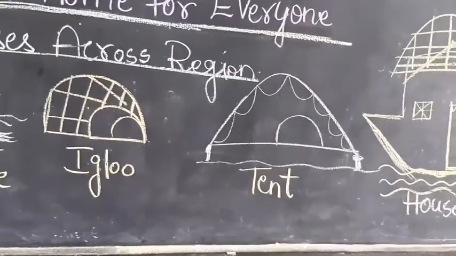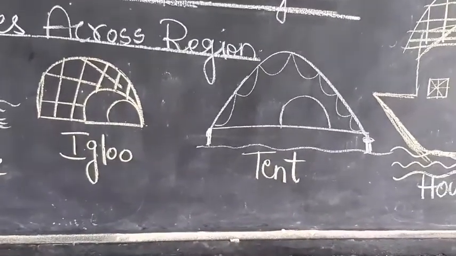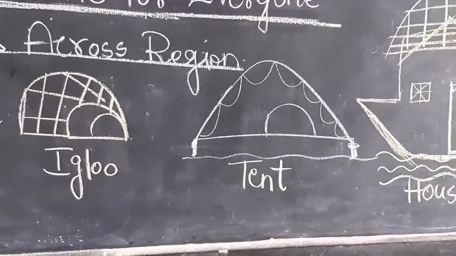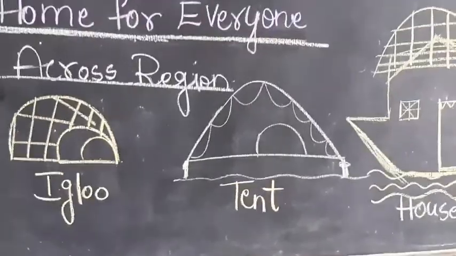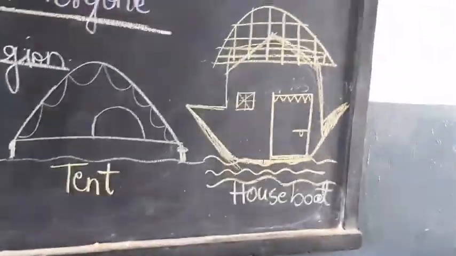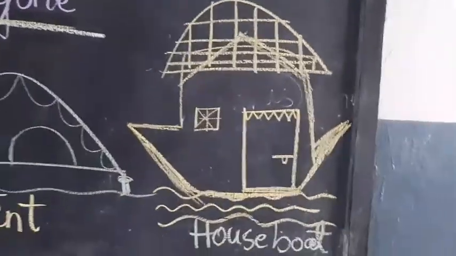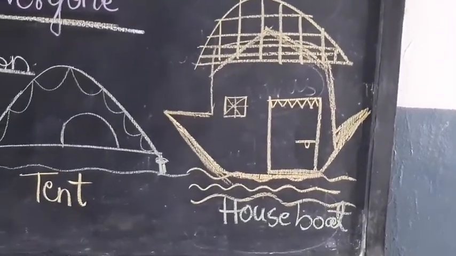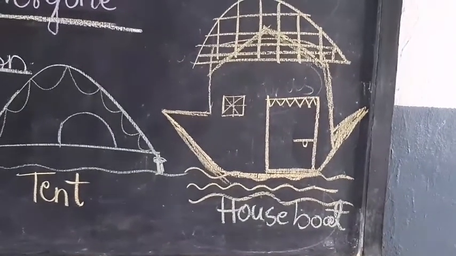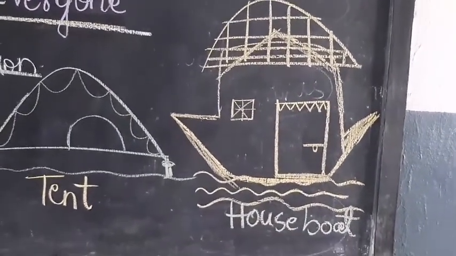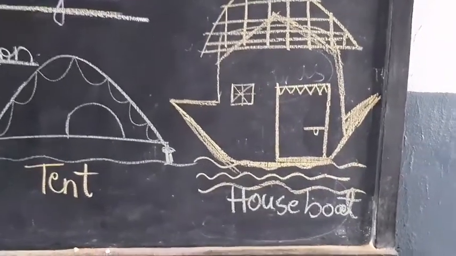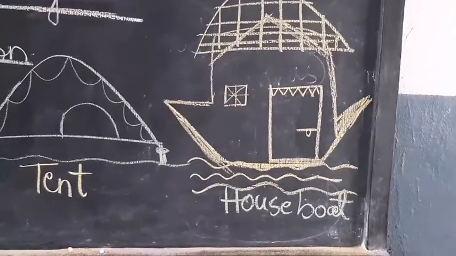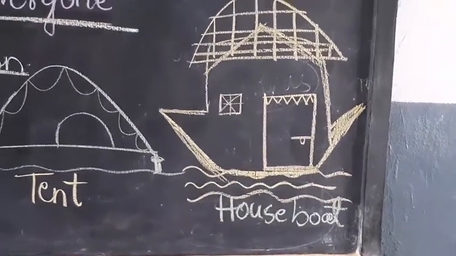Where is a tent used? I told you in S1, a tent is mostly used in desert areas where people are tribal people. They move from one place to another. They carry these tents wherever they move. Next is the houseboat. A houseboat is used in places like Kerala, and Jammu and Kashmir, where people live on water. People make a house inside the boat. It looks like this. What will they do? They'll travel from one place to another in the house only.